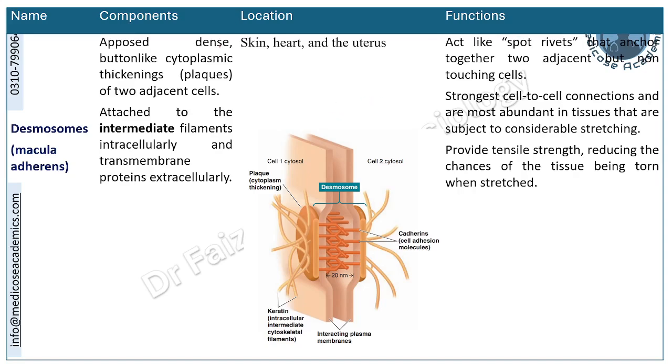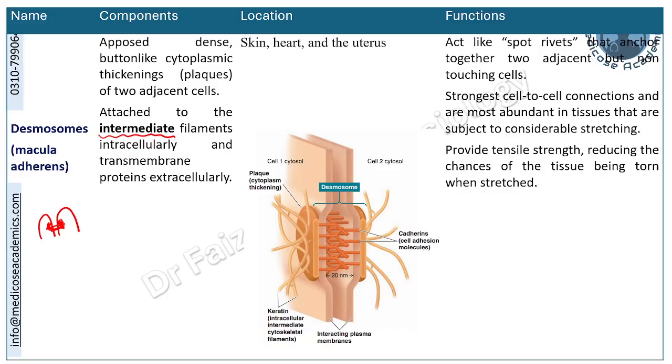These are opposed, dense, button-like cytoplasmic thickenings of two adjacent cells. Again, cell-to-cell binding and the thickenings of cytoplasm of two adjacent cells which are joined to each other. Now here the cytoskeletal element involved is the intermediate filament rather than the microfilament, and these intermediate filaments are functioning along with some transmembrane proteins.